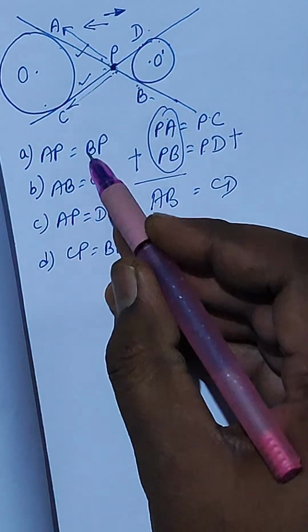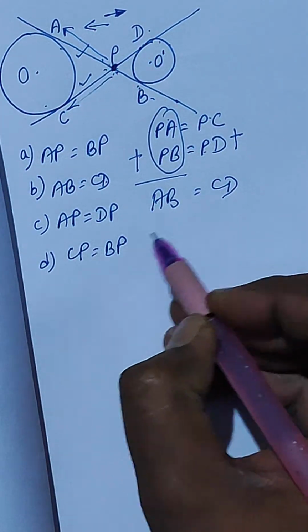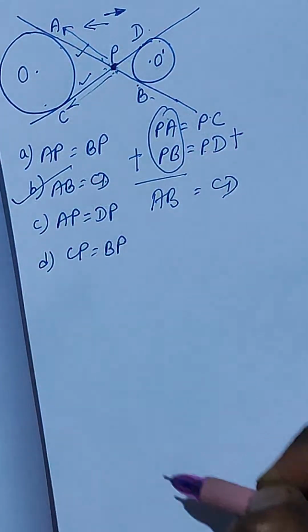So which option will be correct out of these four? AB equal to CD. This is option number B, right?